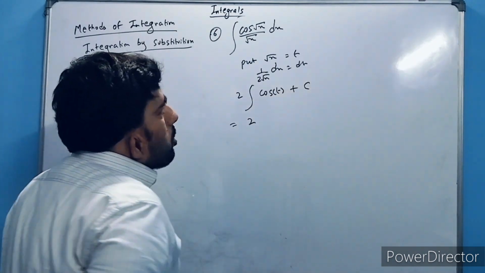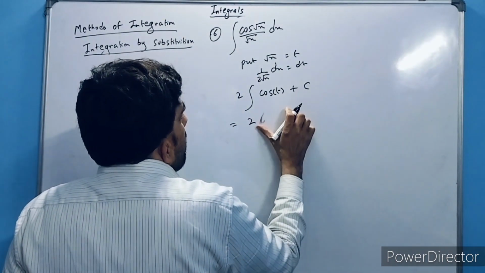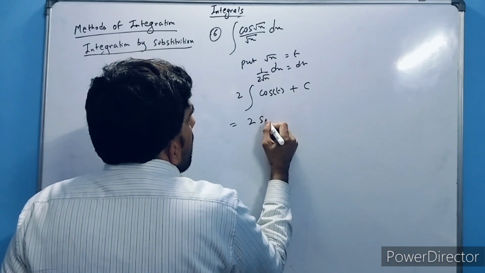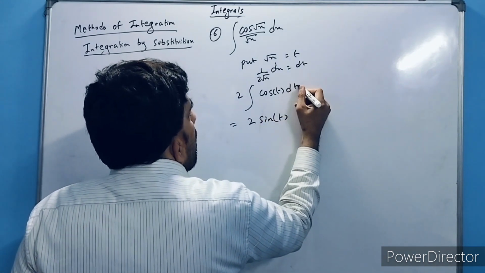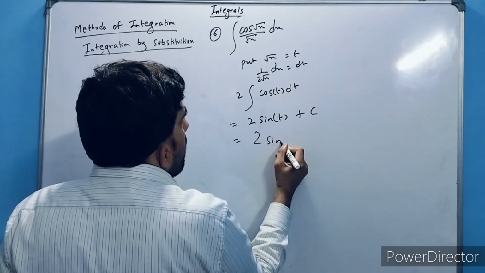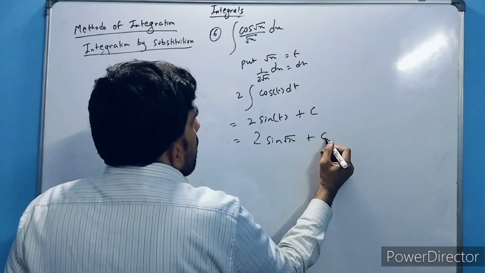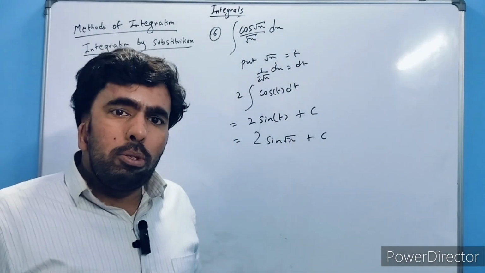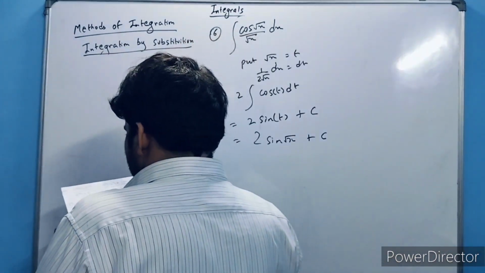Now to cos t, what is t here? We have taken it, so what is the integration of cos t? Sin t plus c. Okay, so we have 2 sin t, and what is t here? Root x plus c. So that is how we are able to solve such kind of numerical. Now let us try to solve the next.